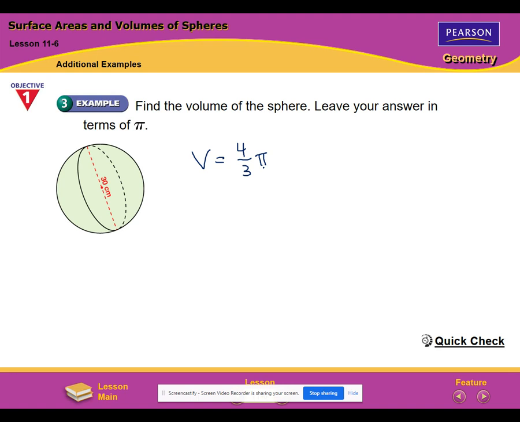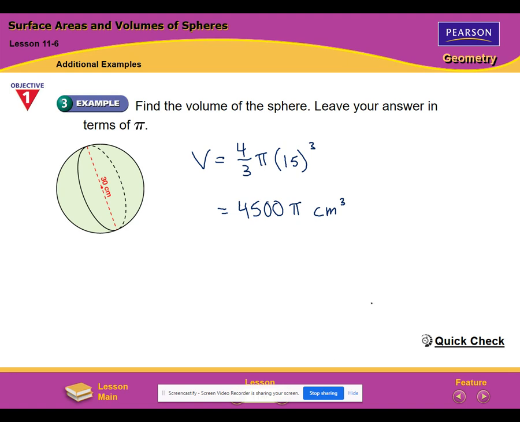The r here would be 15. So the work to be shown would look like that. I'm going to grab my calculator real quick, and I'm going to do 15 to the third, and I'm going to multiply that by 4/3. A few different ways you could do that, but you should get 4,500. 4,500, and leave it in terms of pi means I'm bringing the pi with the answer, and 4,500 centimeters cubed.